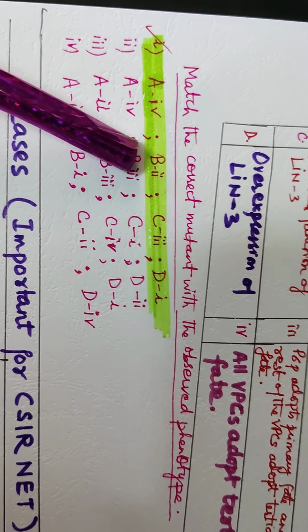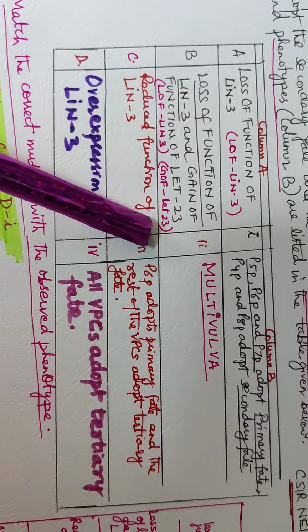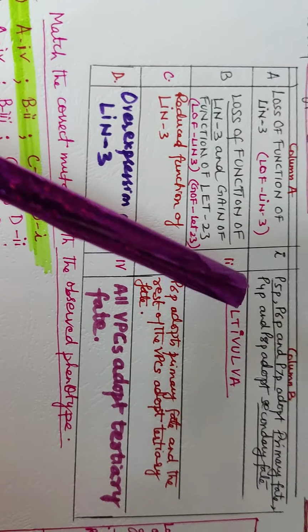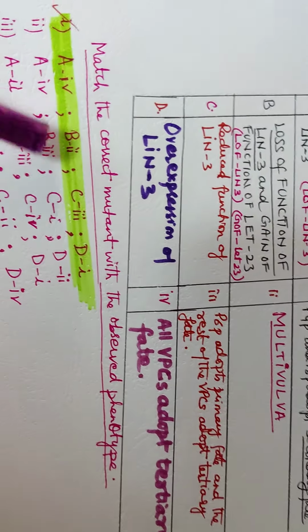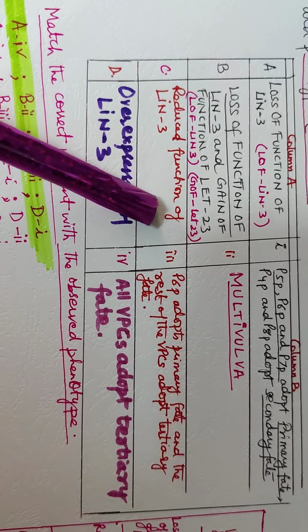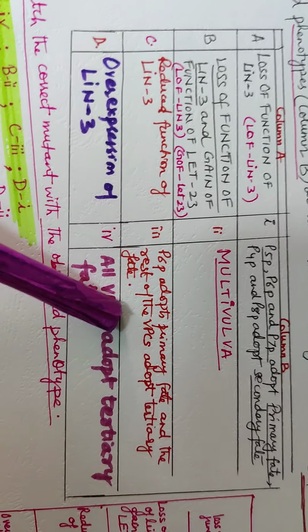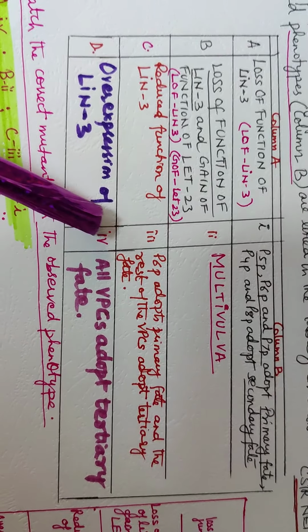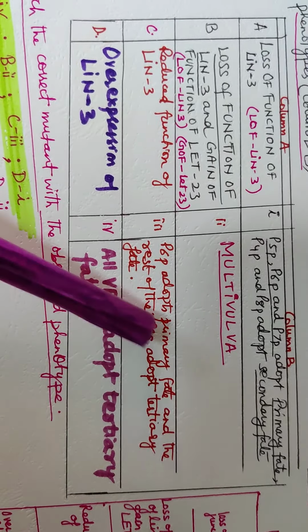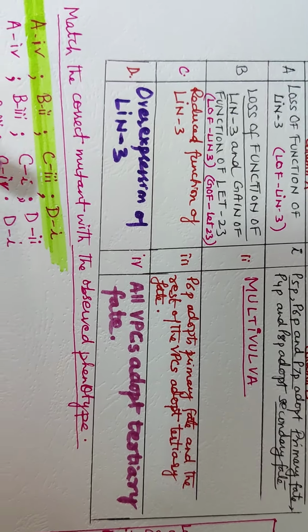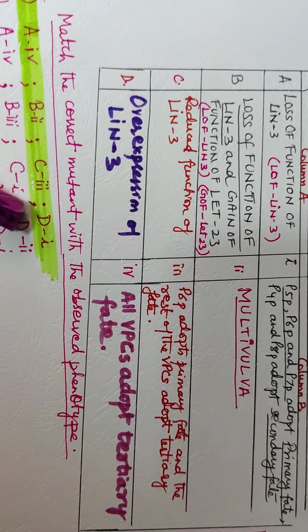Now B is the second part. Part B is loss of function of lin3 and gain of function of let23, which combines with the second part: multivulva will be formed. Part C is reduced function of lin3, which combines with part 3: P6.p adopts primary fate and the rest of the VPCs adopt tertiary fate. This is the answer. Part D, overexpression of lin3: what does it cause and what does it combine with?